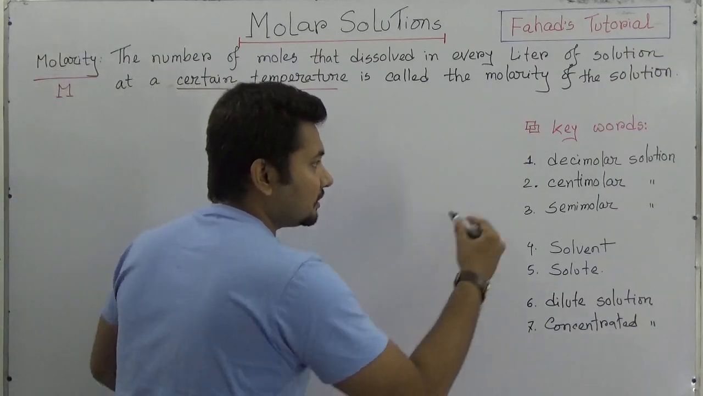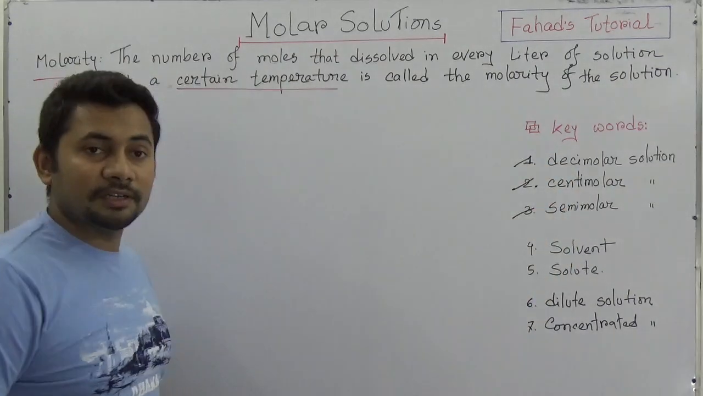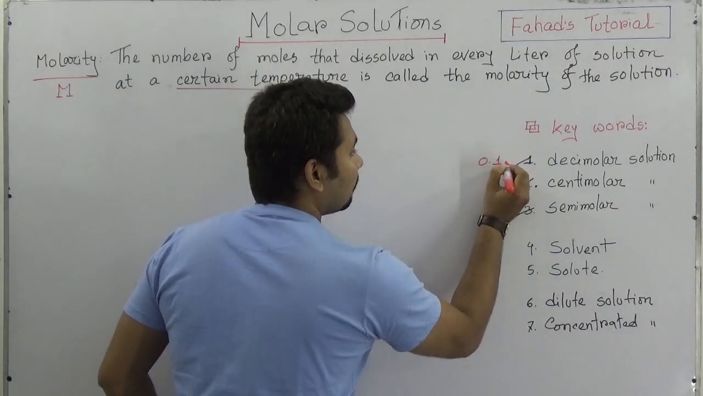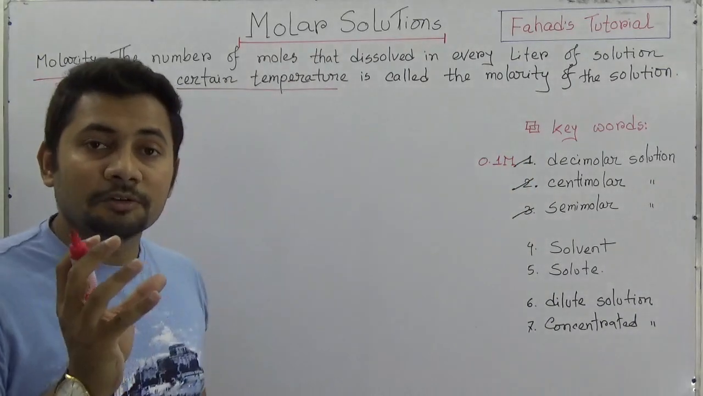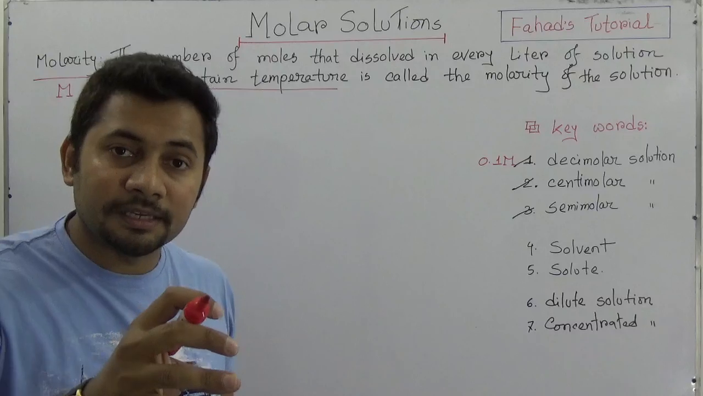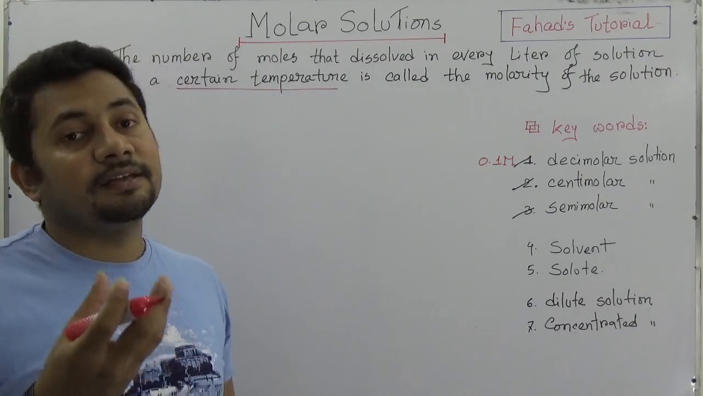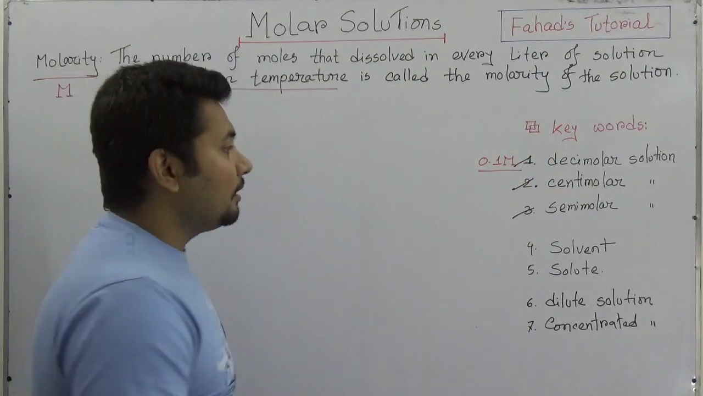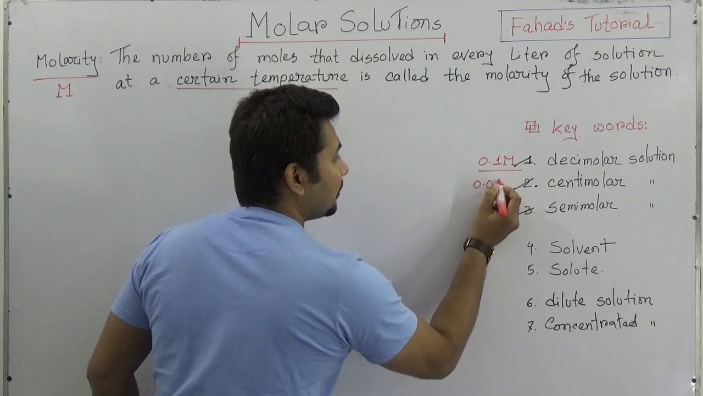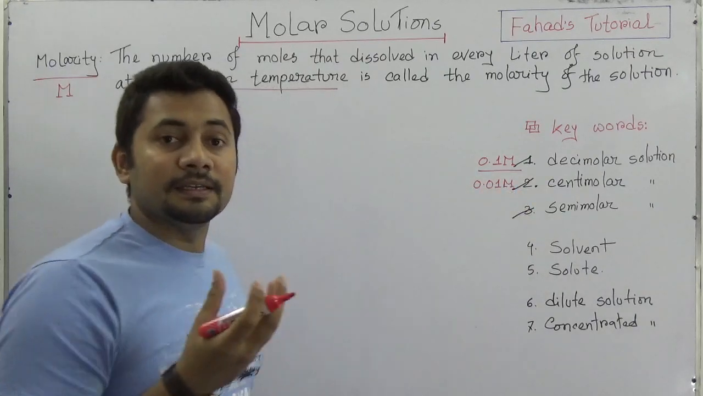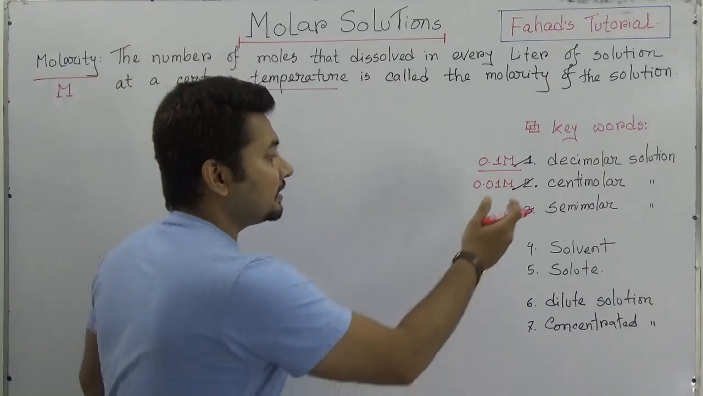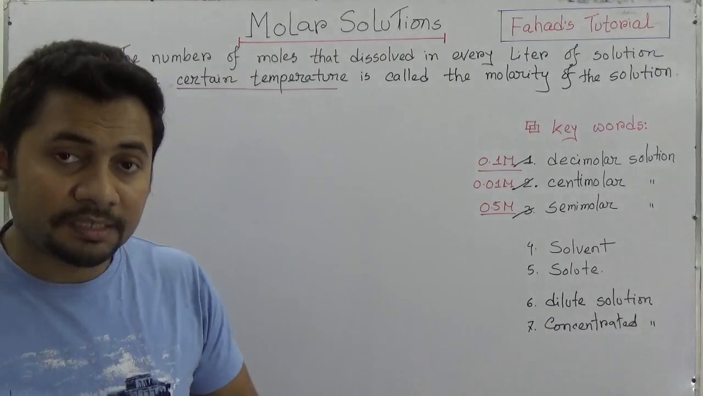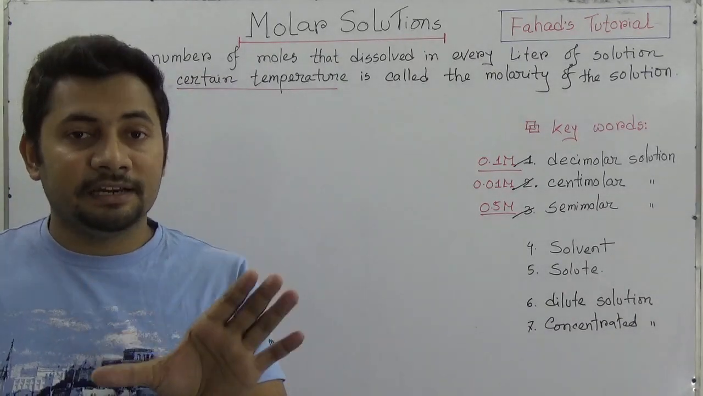So what about these 3 words, decimolar, centimolar and semimolar? This is very common. You must think that when 0.1 mole solute is dissolved in a solvent, then that is called 0.1 molar, that is decimolar. And when 1 by 100, that means 0.01 molar is the molarity, which is called the centimolar, and in case of semimolar it's called 0.5 molar. So these 3 terms are widely used in this academic career.